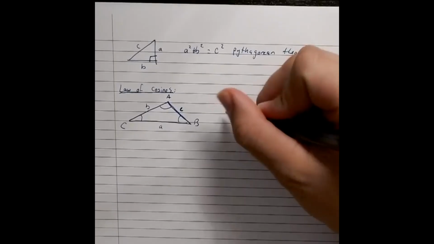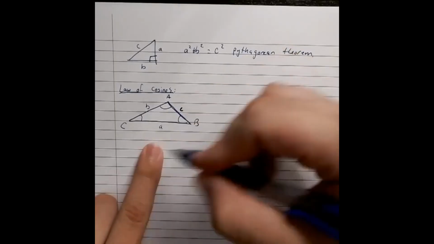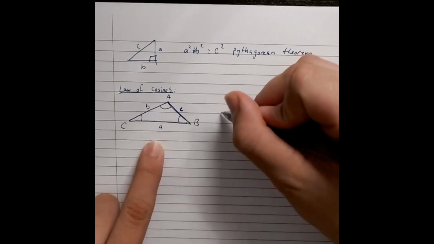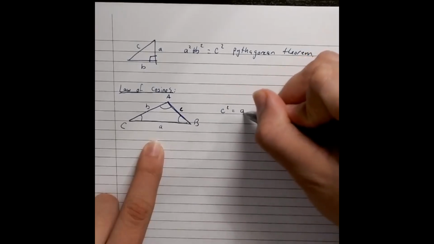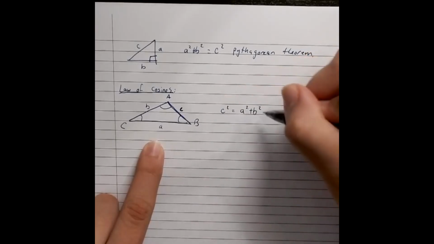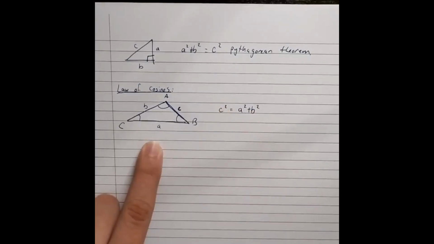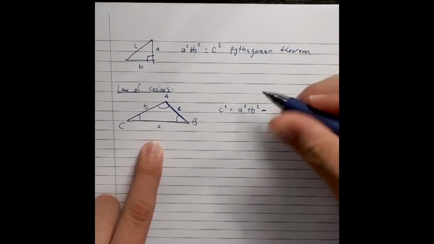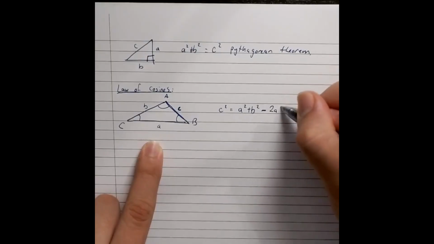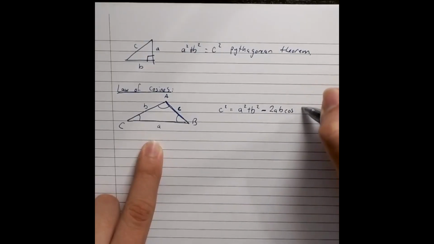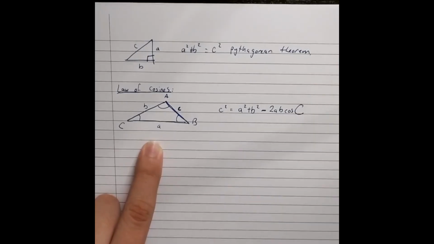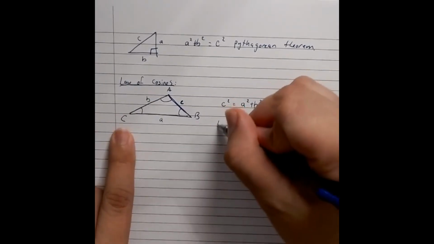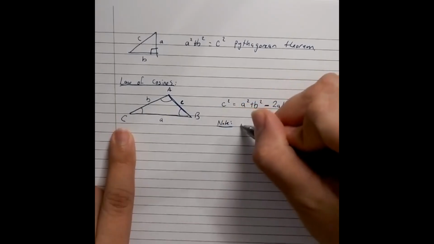However, there's still a similar relationship between the side lengths, and that is that C squared is going to equal A squared plus B squared. And you say, well, that's the same thing we had up here. Well, almost. But now we have something else, this extra term, and that's going to be minus 2AB cosine of the angle C. This is called the law of cosines, and this is going to be true for any triangle. Note, this need not be a right triangle.